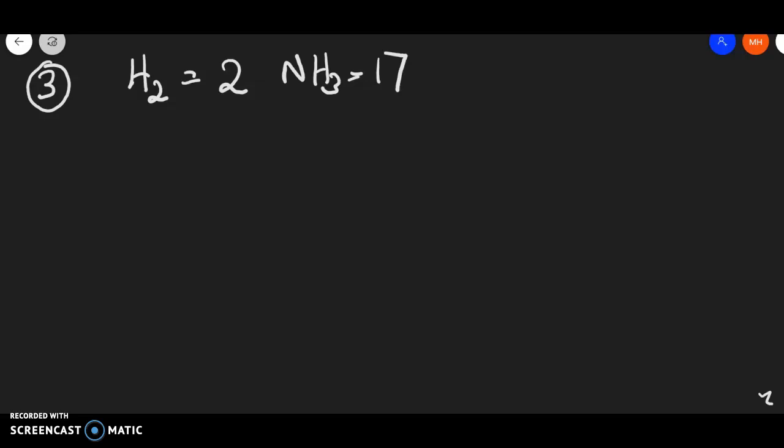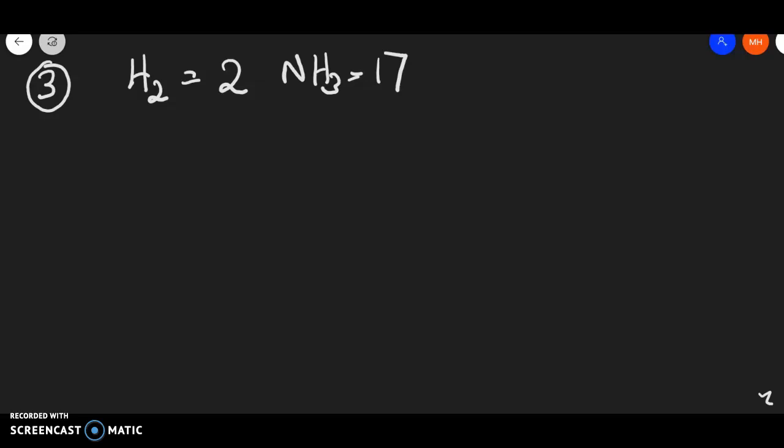Okay, this is yield calculations problem 3. Now, in problem 3, we've got making ammonia from hydrogen. It's a tricky ratio. We've got hydrogen, which has a mass of 2, and we have ammonia, which has a mass of 17. So the calculation is quite simple to start with.